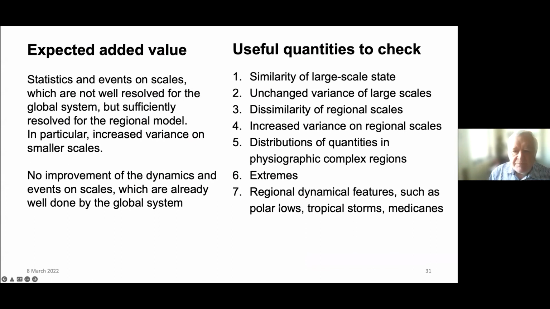So what is the expected added value? We expect statistics and events on scales which are not well resolved for the global system, but sufficiently resolved for the regional system. In particular, we expect an increased variance on smaller scales. We do not expect an improvement of the dynamics and events on scales which are already well done by the global system.